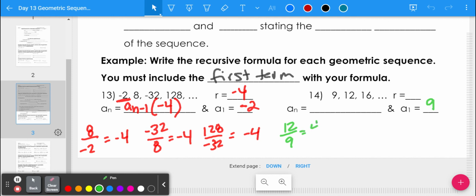And when you do that, you get 4/3. Then you'll do 16 divided by 12, and you get 4/3. So my common ratio is 4/3, or you could put 1.33. As I get ready to write my formula, a sub n equals, the part that never changes, a sub n minus 1. It is a geometric recursive, so I am multiplying by my common ratio of 4/3.